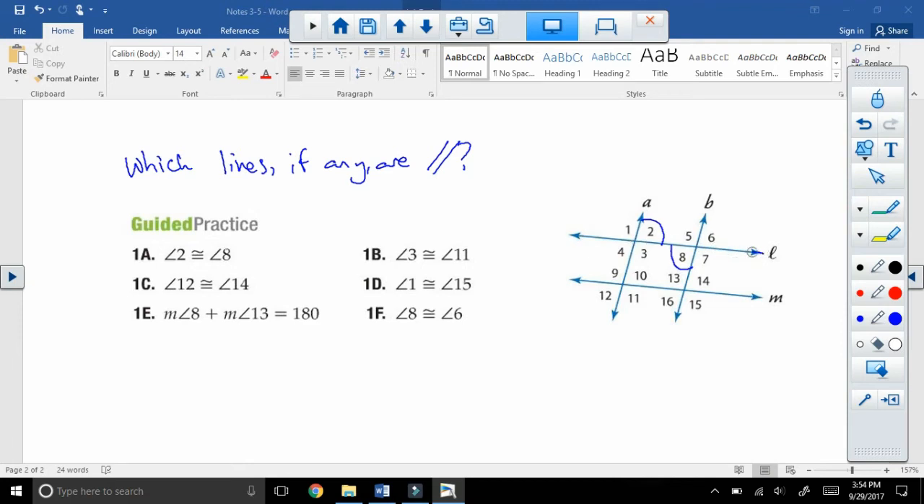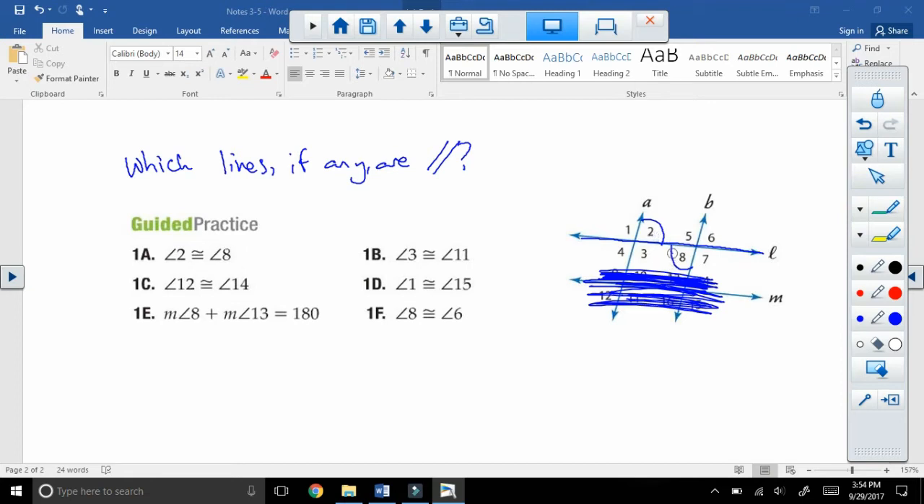The transversal is L, and do you notice that you don't really need anything in this part of the picture for that? So the possibility of which lines, if any, are parallel would be these two here, A and B. And I need to look at these angles and tell what type of angles they are to make sure that this actually works.